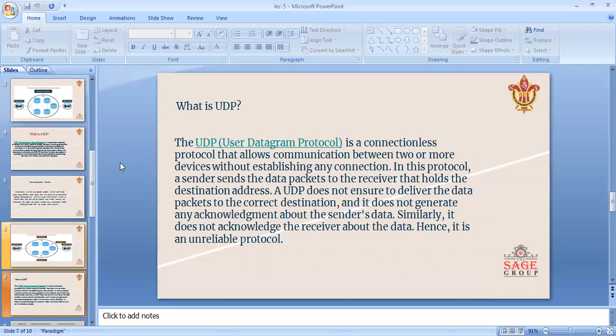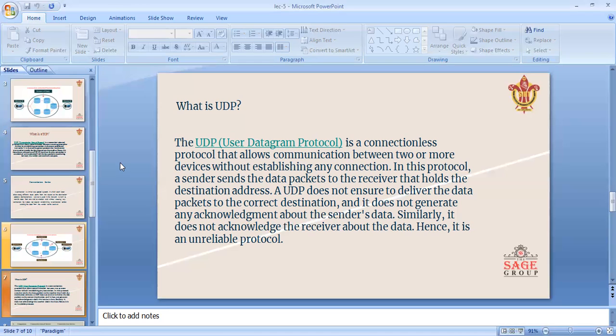Now, the example of connectionless services. UDP stands for User Datagram Protocol. It is a connectionless protocol that allows communication between two or more devices without establishing any connection. In this protocol, a sender sends the data package to the receiver. That means the UDP protocol does not allow any interruption in case of establishment and termination. Means the sender directly sends the data package to the receiver that holds the destination address.